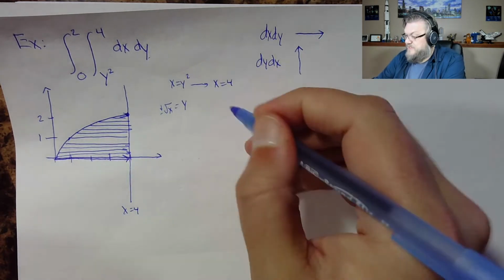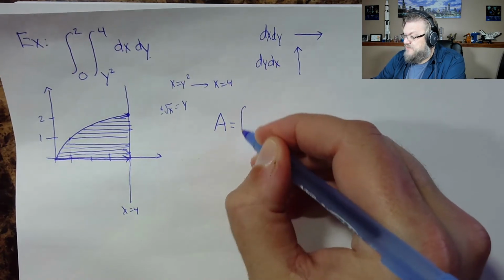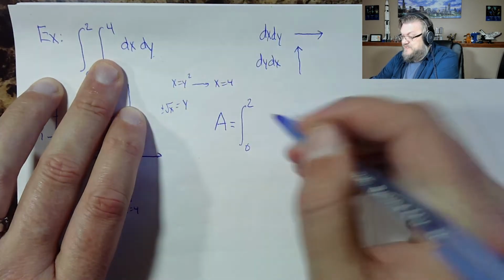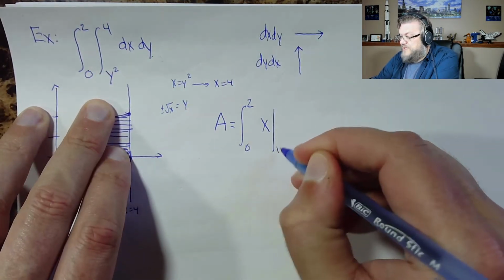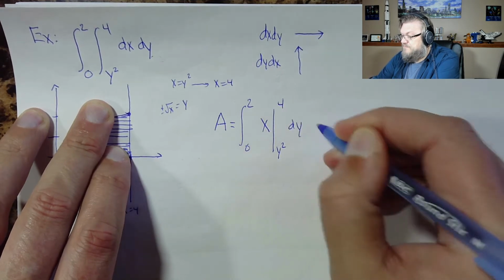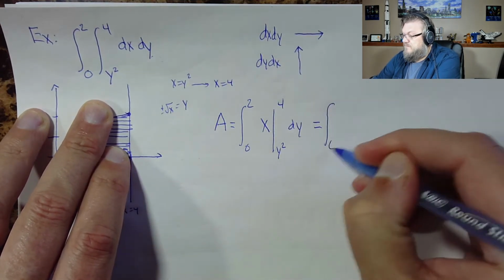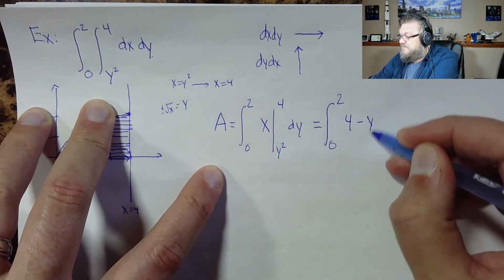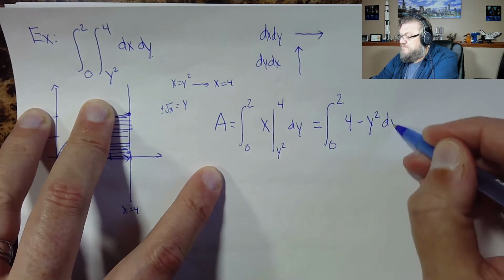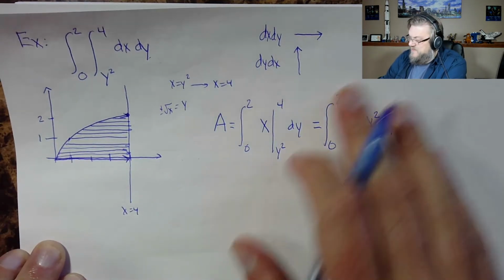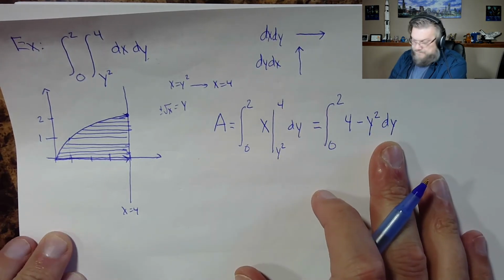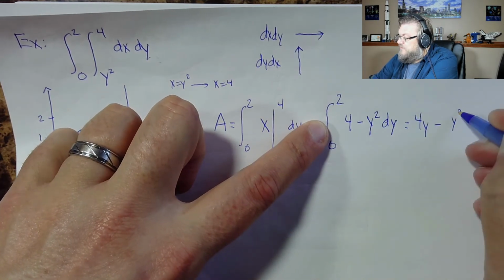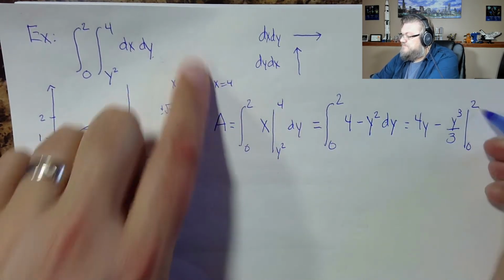So I'm going to go ahead and do that integral. So area here is going to equal the integral from 0 to 2 of the integral of 1 with respect to x, which is x, evaluated from y squared to 4. Plug in the 4 for x, minus plug in the y squared for x. So now I'm calculating this integral. So this integral is going to be 4y minus y cubed over 3 from 0 to 2.